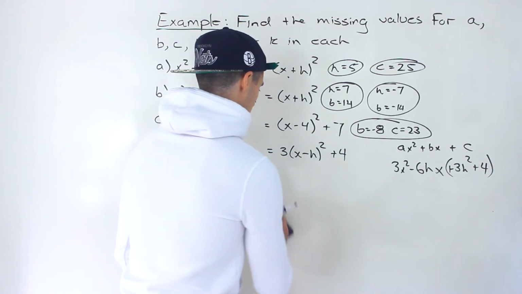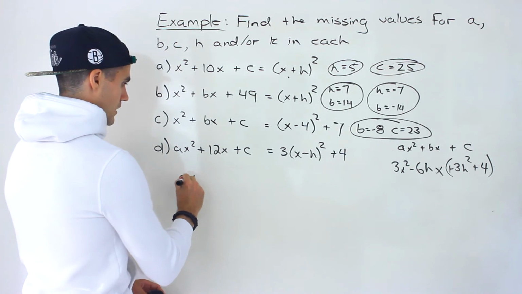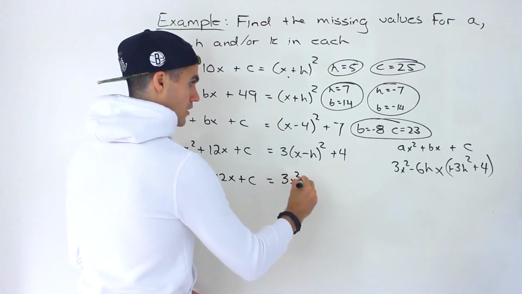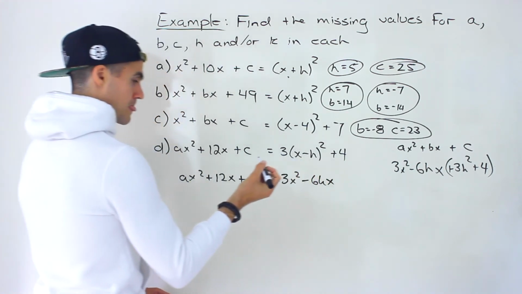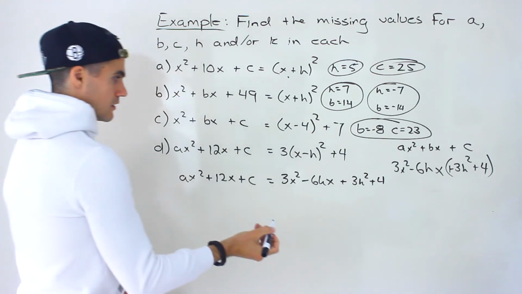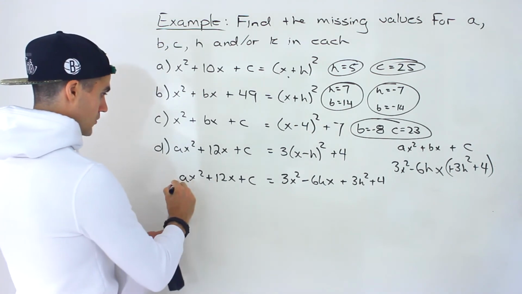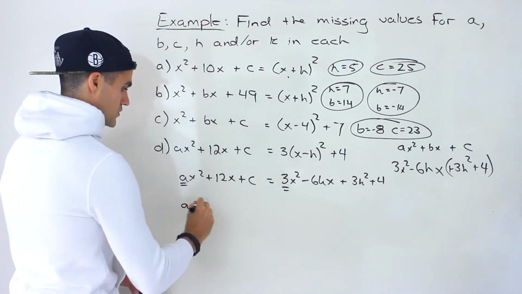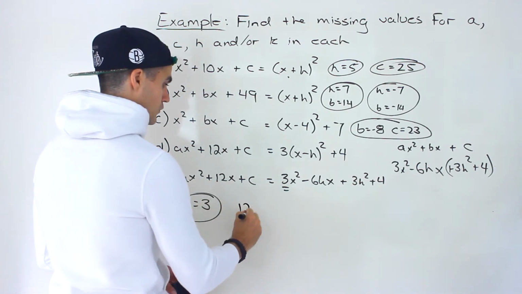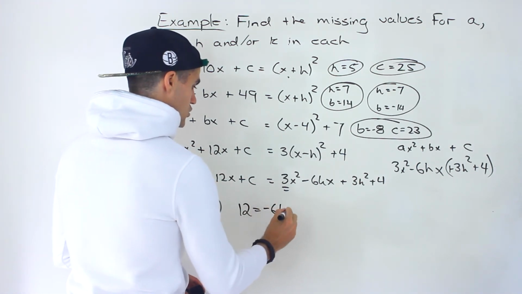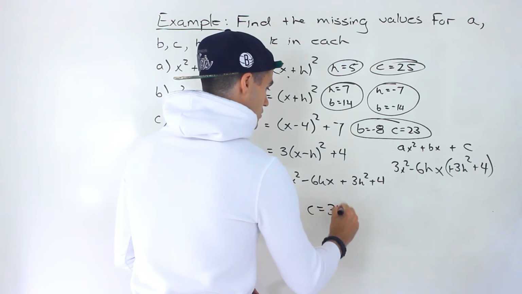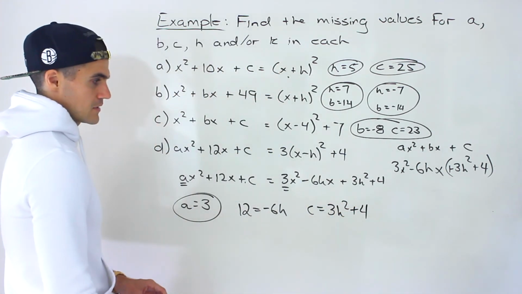So let's actually match these up now. We'll have ax squared plus 12x plus c equals 3x squared minus 6hx plus 3h squared plus 4, like that. So from here, matching them up, notice the A value, it's just equal to 3, which is nice. We just get it directly. But then the rest, I think we're going to have to do some algebra. So notice the B value here is positive 12. What's the B value here? It's the negative 6H. And then notice that the C value, it's equal to this entire thing, as I mentioned before. So it ends up being that.